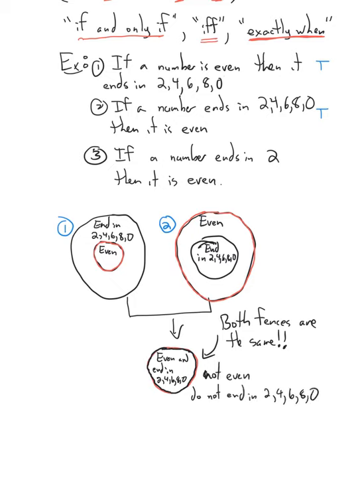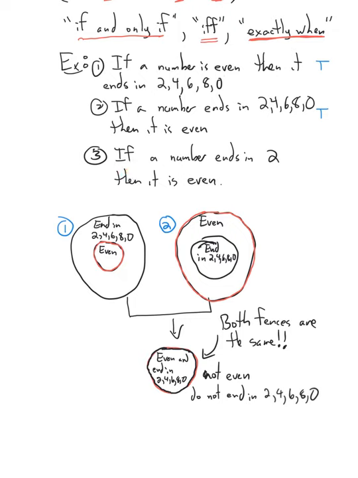What's nice about these biconditionals is basically it says the two concepts are the same. Being even is the same as ending in 2, 4, 6, 8, or 0. And that's not always the case. There are situations, of course, where the original statement is true and the converse is not, or the other way around. Here's an example of one where the converse isn't true.